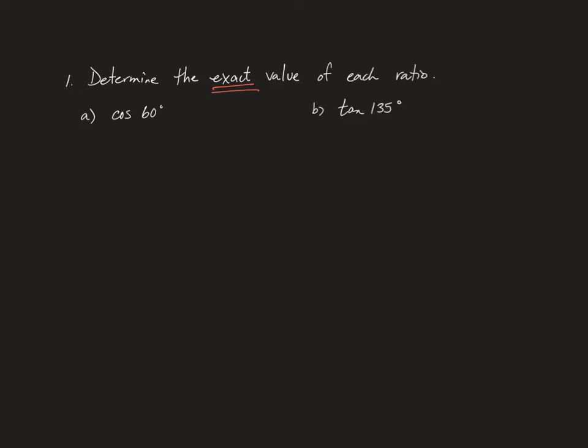If you take a look at problem 1, you'll notice that you could come up with approximate values for each one of these ratios, potentially, by using your calculator and pushing some buttons. Today, what we want to walk through is a way to come up with the exact value of each trig ratio with no technology. So let's take a look at the first one.